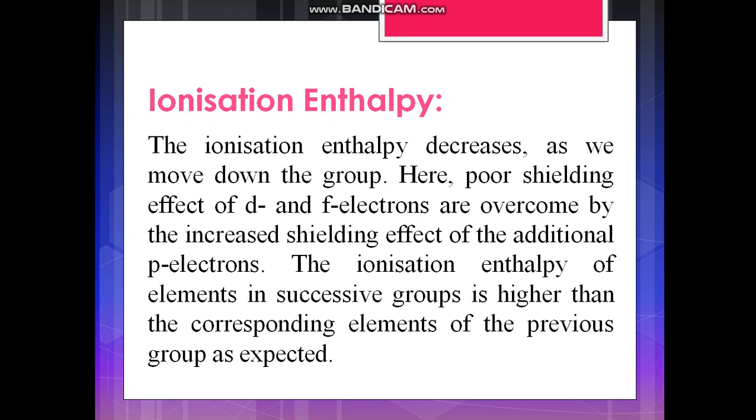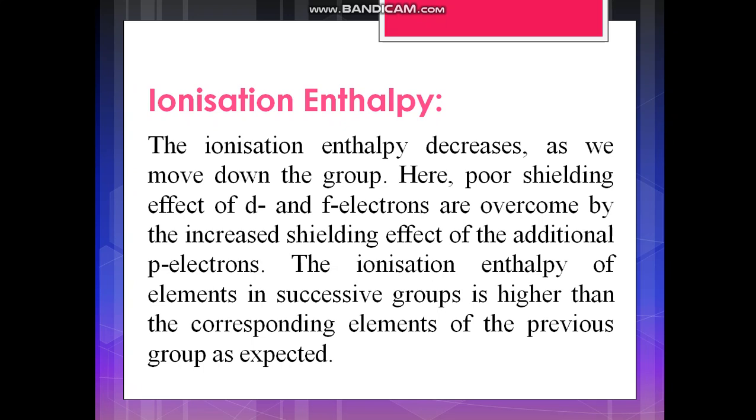What do you mean by ionization energy? We have dealt in detail in your previous class. Ionization energy is the tendency of an element to form a cation by losing electrons. This ionization enthalpy, when we move down a group, there is a steady decrease in this value of elements due to increase in their atomic radius. When the atomic radius increases, the ionization enthalpy also decreases.